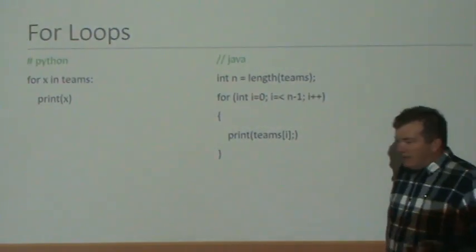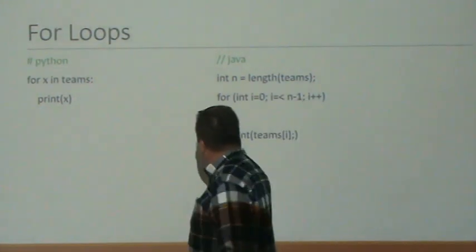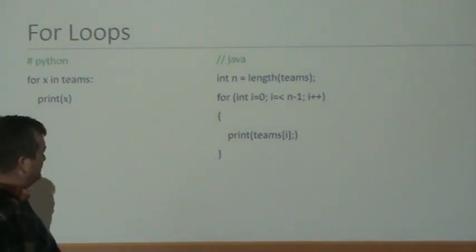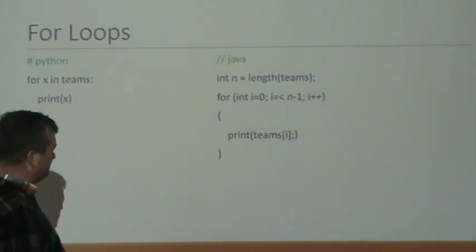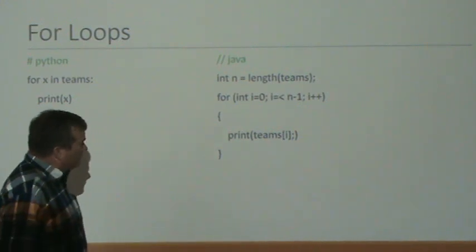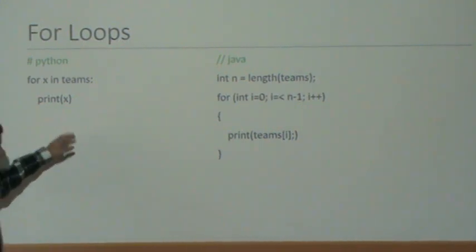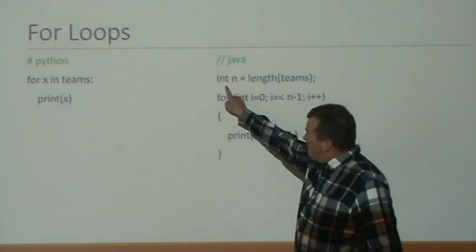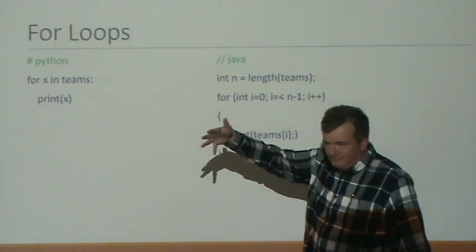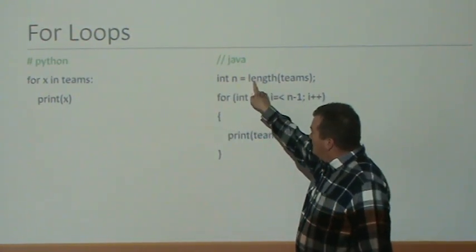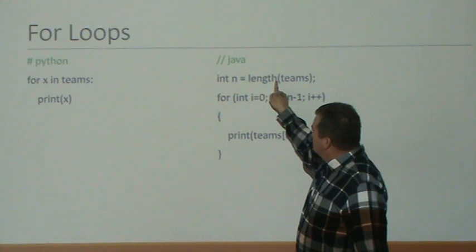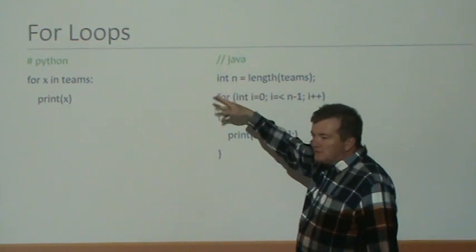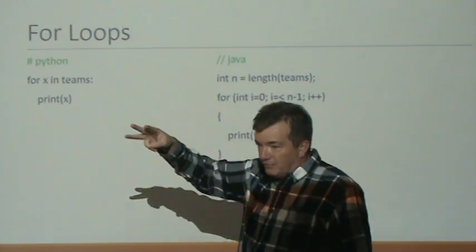If you wanted to do the same thing in Java or C++, right? Would this work exactly in C++? I think C++ would work too. But if you wanted to do the same thing in Java, you would have to do this. You would have to create an integer variable, let's give it a name like n, and ask what is the length, we would call the length function on teams. It would tell us the array is of size 3.